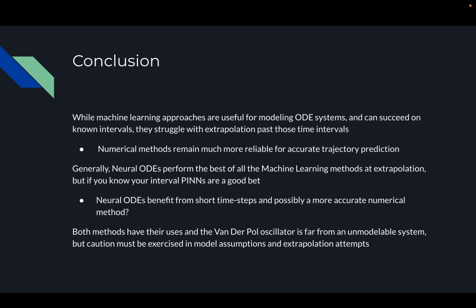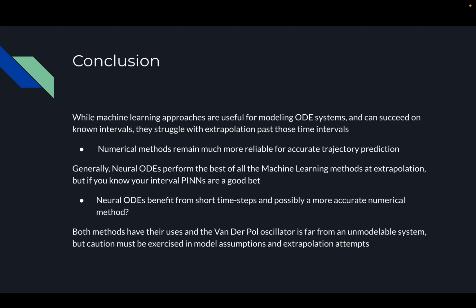Generally, the neural ODEs perform the best at extrapolation, but if you know your interval, PINNs were the most accurate. Neural ODEs also benefit from short time steps and possibly a more accurate numerical method, which I unfortunately was unable to test due to computational constraints. But for anyone else attempting to model the van der Pol oscillator, I would suggest the RK4 method for your neural ODE and maybe a time step lower than a quarter of a tenth of a second.